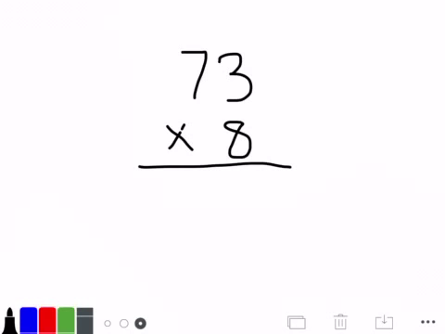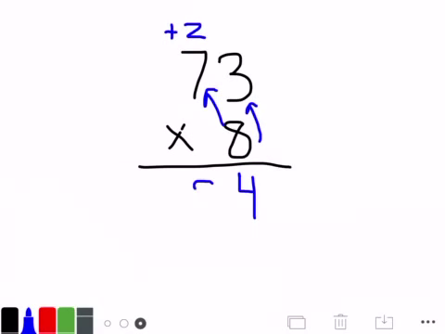Okay, you should have had a chance to pause the video. I'm going to work this one out for you. Starting with 8 times 3 is 24. Carry my 2 into the tens place. 8 times 7 is 56, plus 2 is 58. Put my 8, carry my 5, and eventually you don't have to do this carrying the 5. You'll realize that 5 would just go in the hundreds place, and your answer is 584.